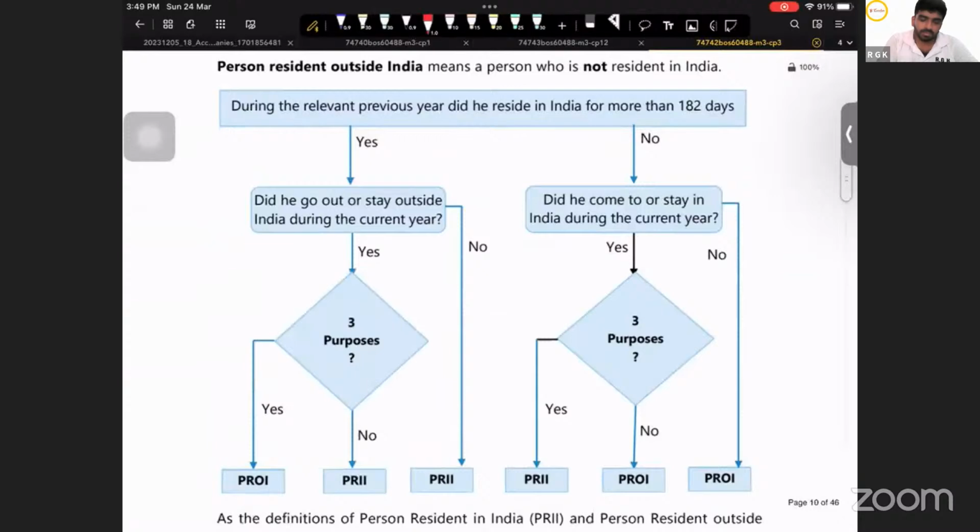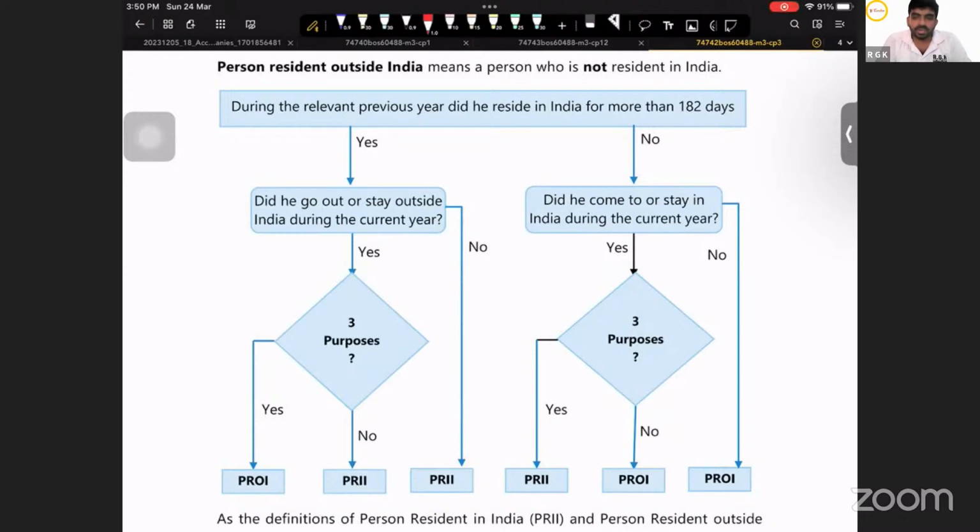So to clarify this, we have a chart given by the institute itself. Let us make a reference to the chart. Whatever chart they have given, let us make a reference to that. So what they are saying, you see here, a person who resides in India for more than 182 days during the previous year, during the relevant previous year, he resided in India for more than 182 days.